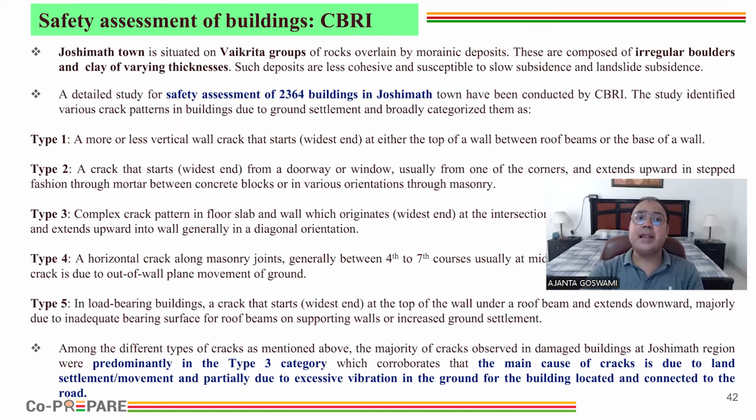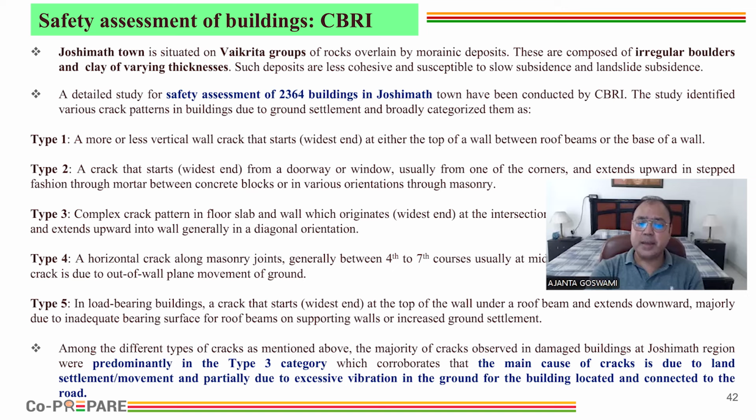Then CBRI did a detailed safety assessment of buildings. As we know, Joshimath town is situated on the Vakrita group of rocks overlain by morainic deposit. These are composed of irregular boulders and clay of varying thickness. Such deposits are less cohesive and susceptible to slow subsidence and landslide subsidence. A detailed safety assessment of 2,364 buildings in Joshimath town was conducted by CBRI. The study identified various crack patterns in buildings due to ground settlement and broadly categorized them as type 1, type 2, type 3, type 4, and type 5.